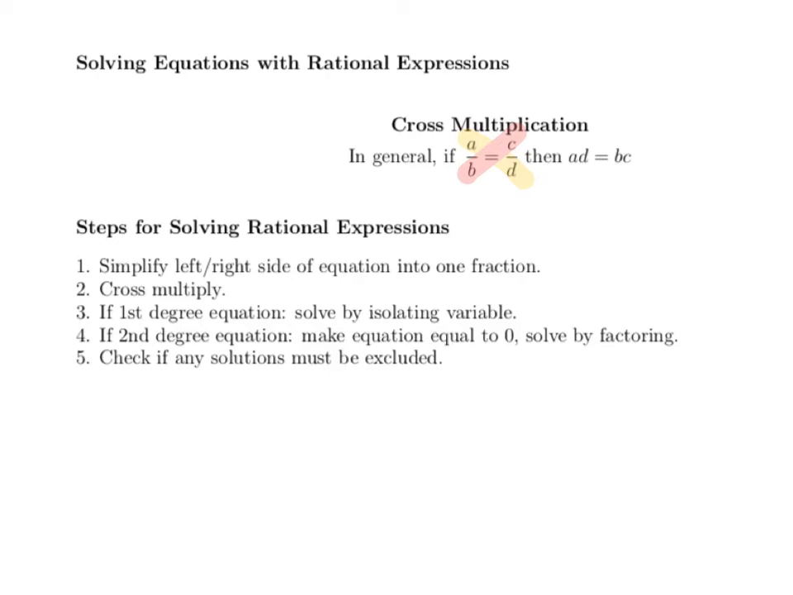If it's a second degree equation, meaning I have a variable to the power of 2 as my highest degree, then you solve by factoring: moving it all to one side, putting it in general form, then factoring, and solving for your variable. And then lastly, you have to check if any solutions must be excluded. Basically, we're going to keep in mind the one thing in math that we can never do. We can never divide by 0, right? So you're going to check all of your solutions and see if any of them would make your denominator 0. And if so, we'll have to exclude those.